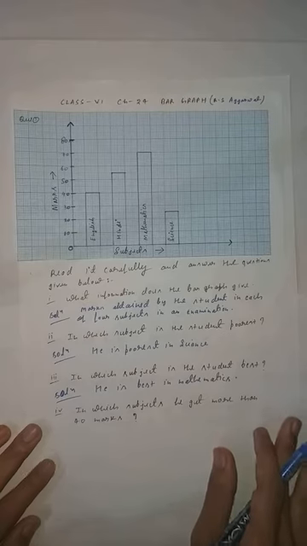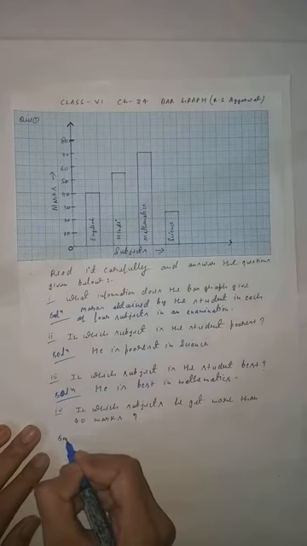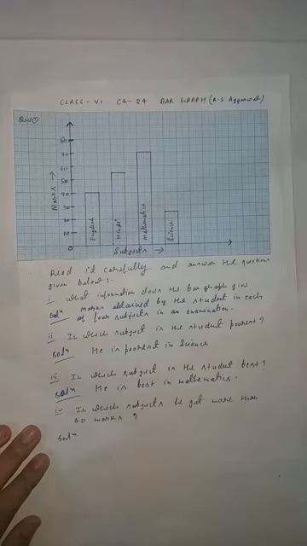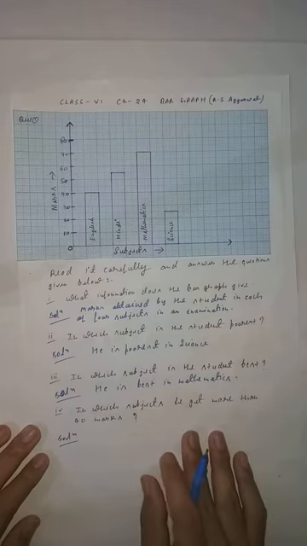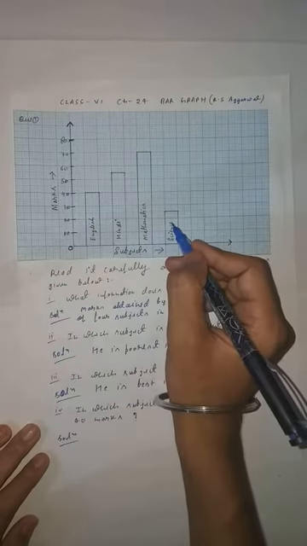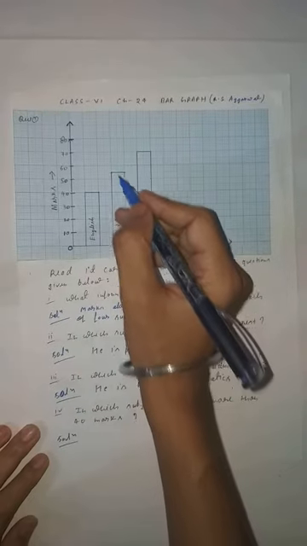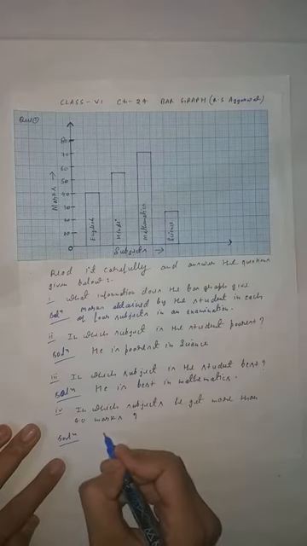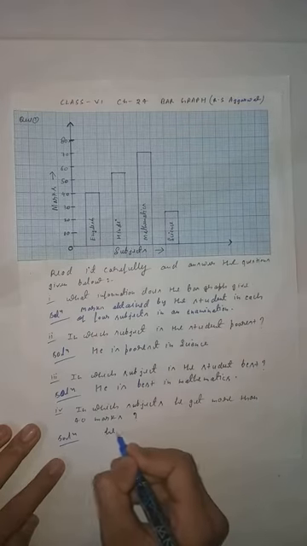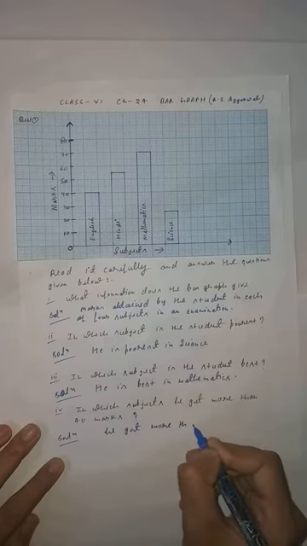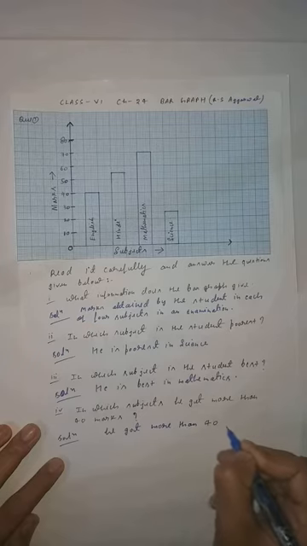Now the fourth one. In which subjects did he get more than 40 marks? Clear student? So you can see in the graph, more than 40 marks. In English he got 40 marks. In science he got 25 marks. In Hindi he got 55 marks. In mathematics he got 70 marks. So you can write down: he got more than 40 marks.